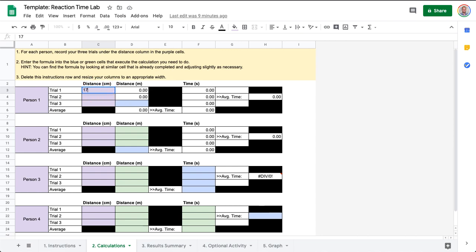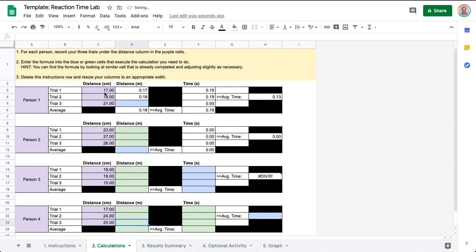So for example, we had 17 centimeters, 18 centimeters, 21 centimeters for the first person. Maybe the second person was a little bit slower in catching it, so 23, 27, and 26. Our next person we'll say was similar, closer to the first one, 19, 19, and then one really quick one. And then we'll enter the data for our last person, who is a little bit more all over the place. 24 and 20.